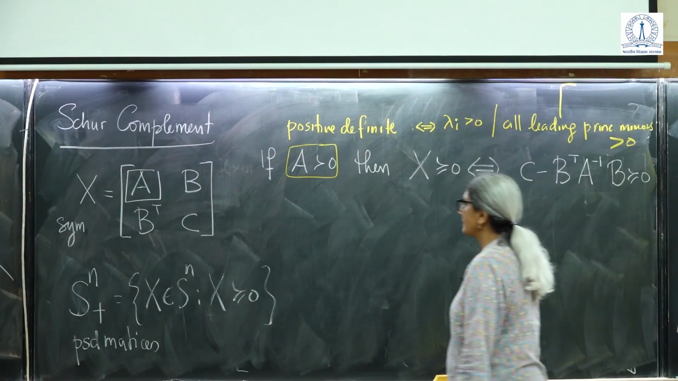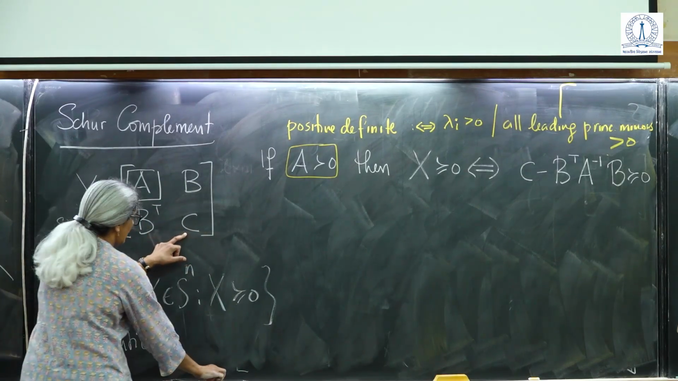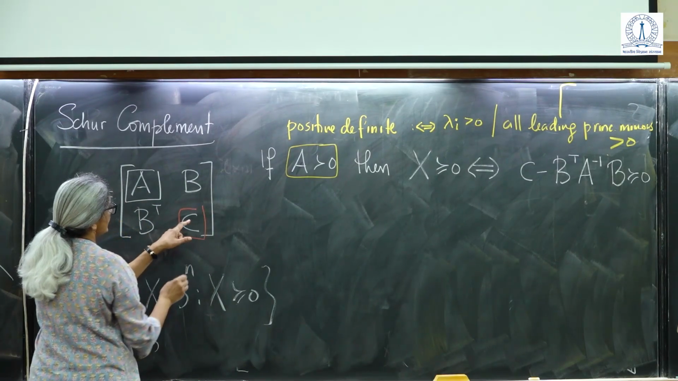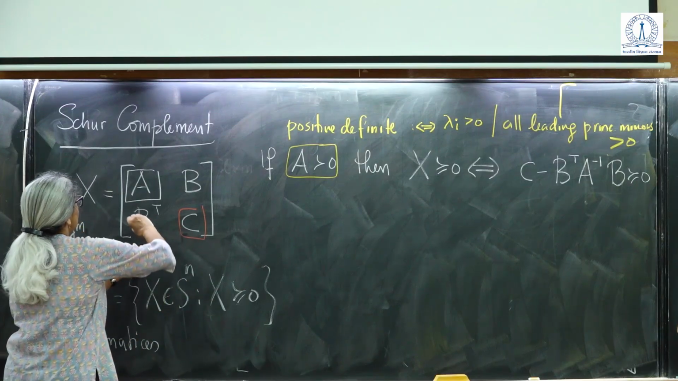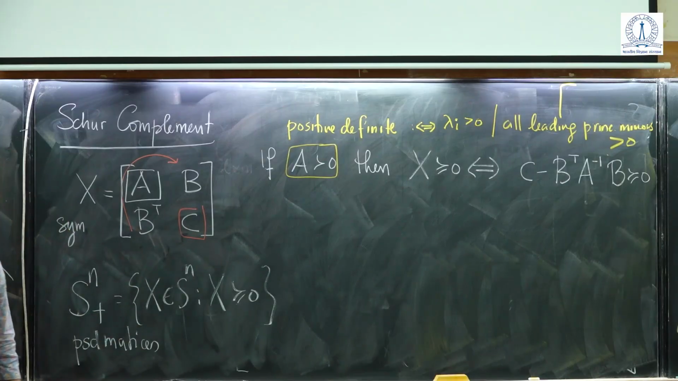So basically what we're doing is we are starting in this corner with C, and you're doing C minus B transpose A inverse B. You're kind of moving in a circle from C around, and you're saying B transpose A inverse B has to be PSD. And A inverse exists because A was positive definite.